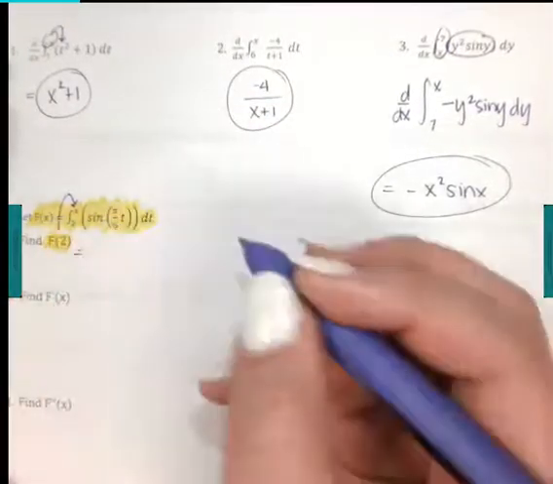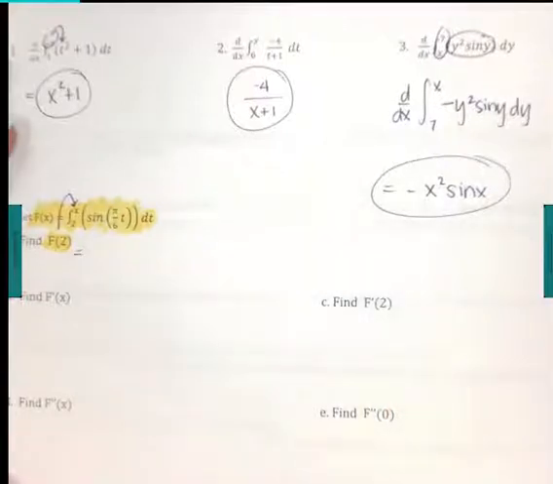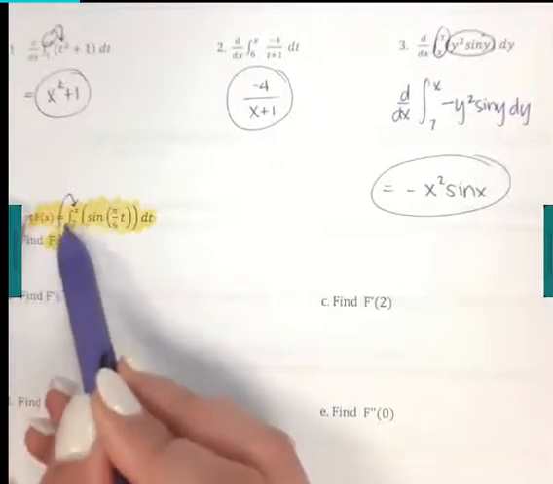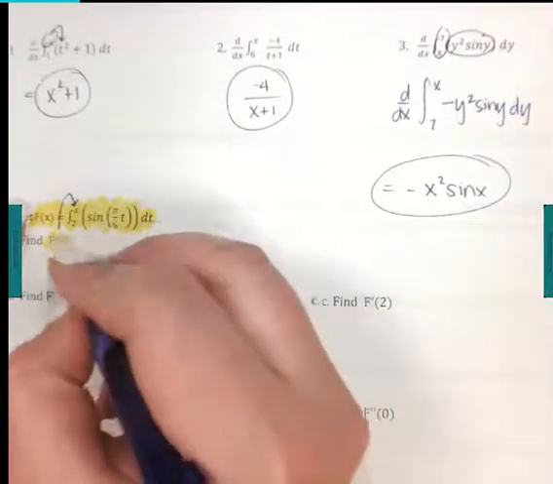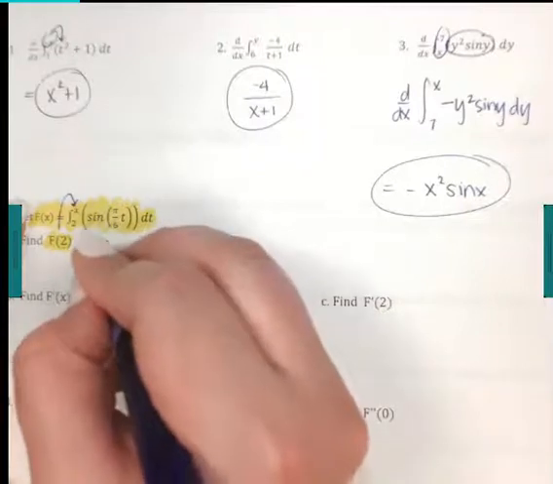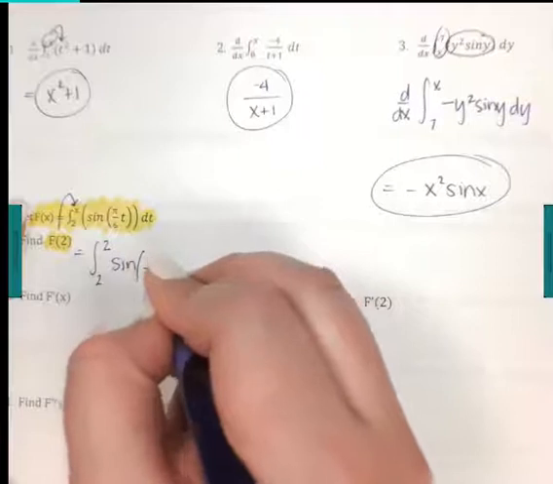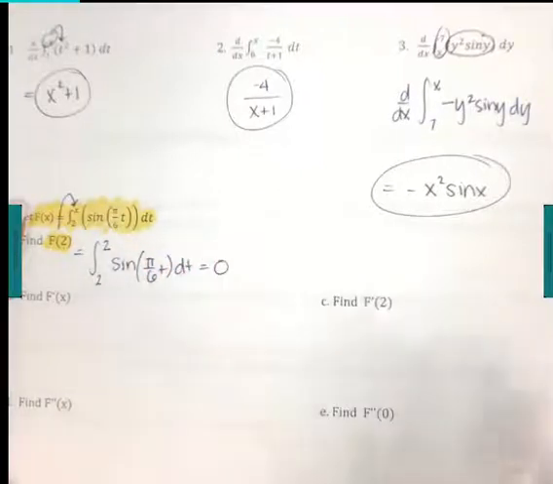Sine of pi over... Now, that's if I'm taking the derivative of the integral. Right now, I'm just plugging in. So if this is F of x and I want F of 2, I'm going to put a 2 here, and I'll have the integral from 2 to 2. Why is it 0? That's correct, because it's the same number, top and bottom.